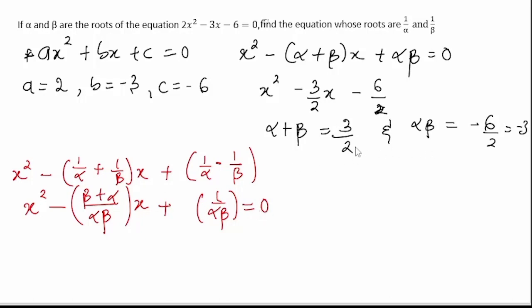As you can see, we already have a value for alpha plus beta, and we have a value for alpha beta. So this is the fastest way to solve this. We don't even need to go ahead and factorize again. Our alpha plus beta, I think we got 3 over 2 here. So if I put 3 over 2 there, and our alpha beta we got minus 3, I put all over minus 3, and x plus 1 over alpha beta will be 1 over negative 3. All this is equal to 0.